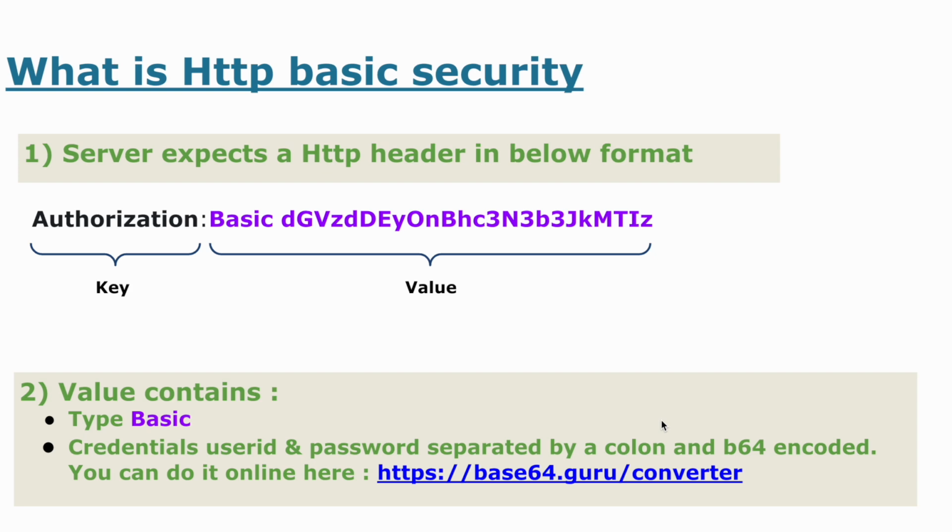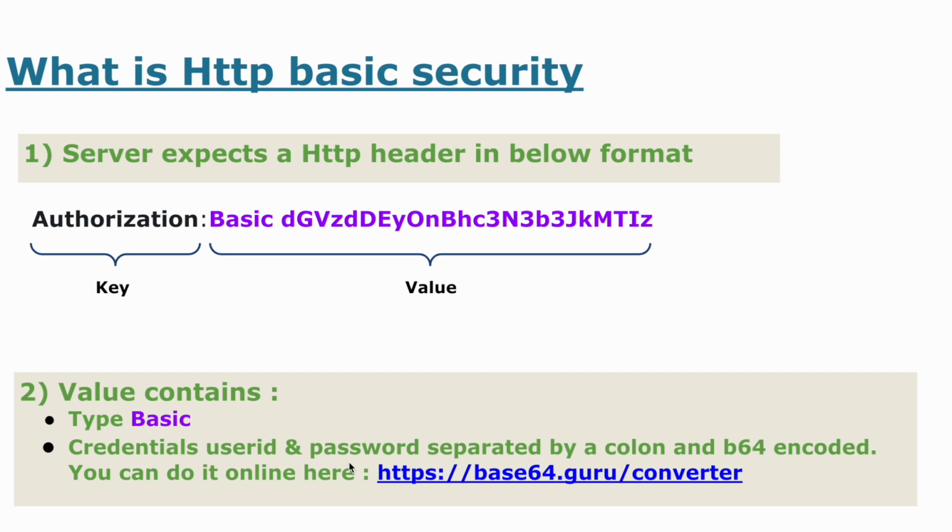So what is basic security? In basic security, your server expects an authorization header, an HTTP header, which has the key by the name Authorization, and the value of the key should be two things. One is the word Basic, and the second part is a string, which is a base64 encoded string. And what should be the content of the base64 encoded string? The content should be the username and the password separated by a colon, and the entire part is converted to base64.